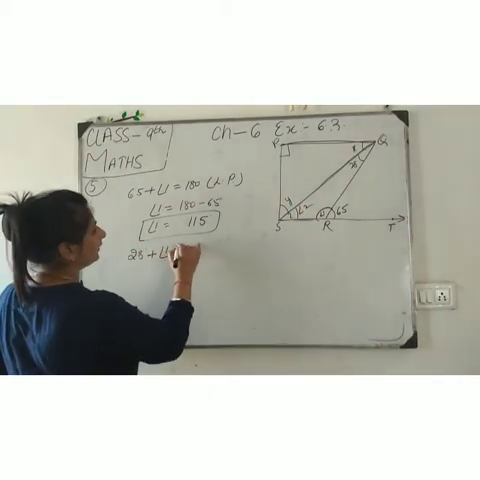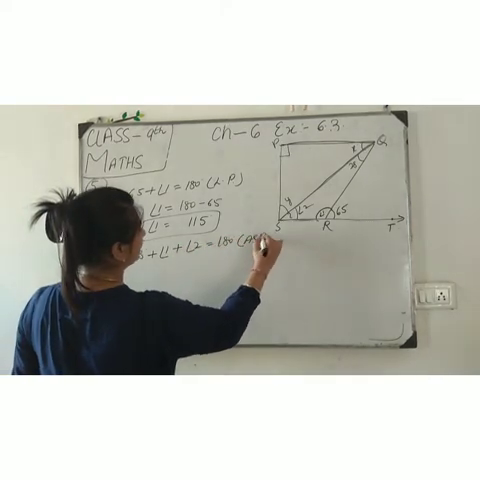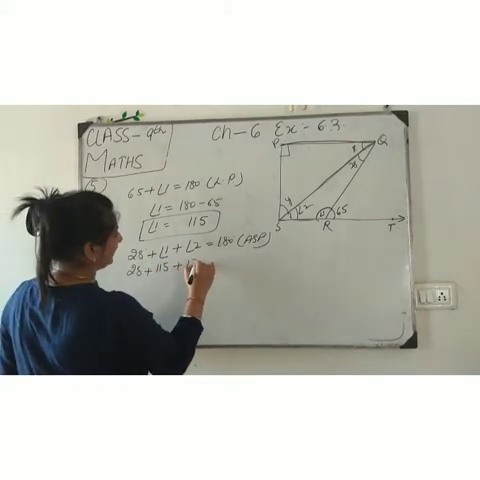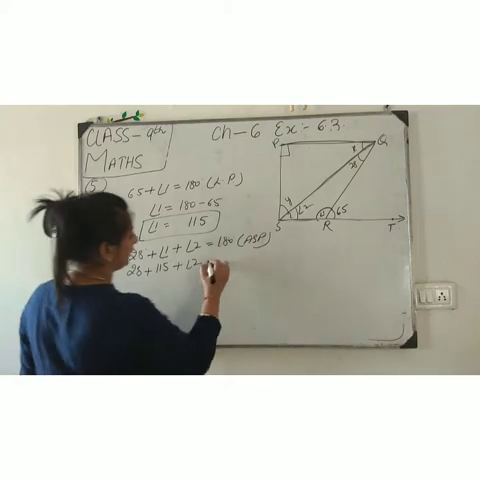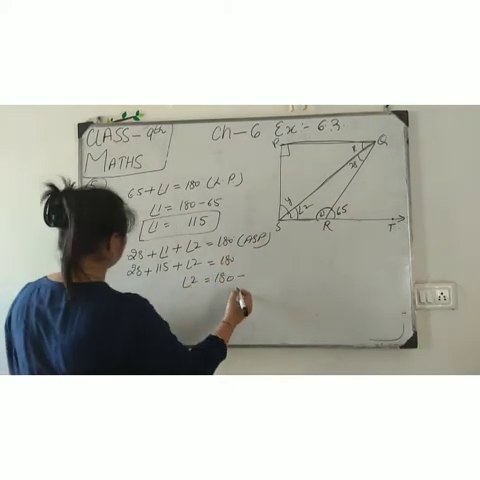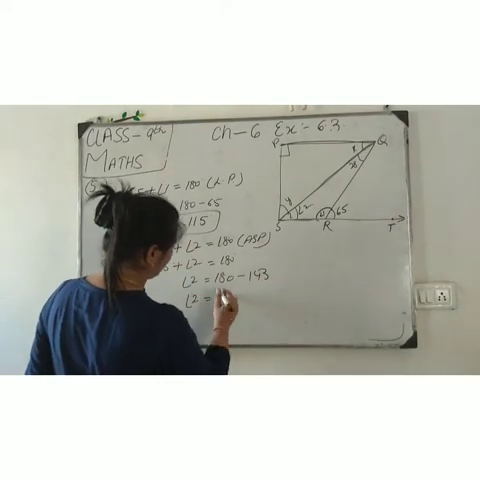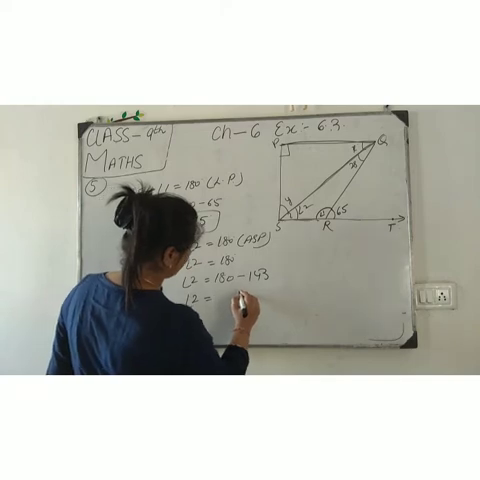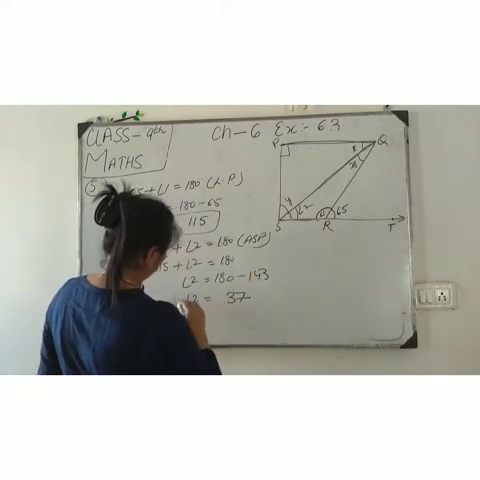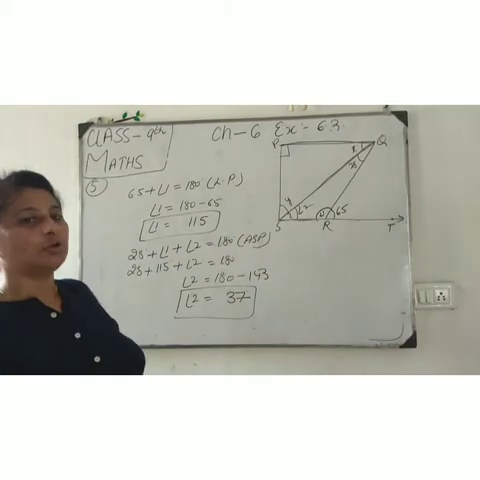28 plus angle 1 plus angle 2 equal to 180 degree. Reason: angle sum property. 28 plus angle 1 plus angle 2, angle 1 value is 115, equal to 180. Angle 2 equal to 180 minus 143. So angle 2 equal to 180 minus 143, that is 37. So what is the value of angle 2? 37.